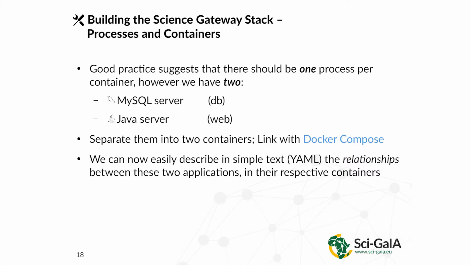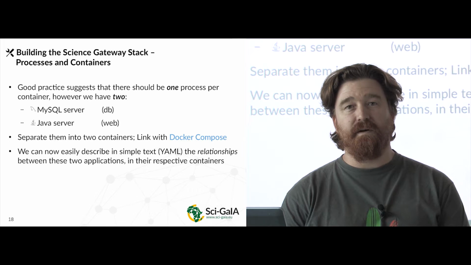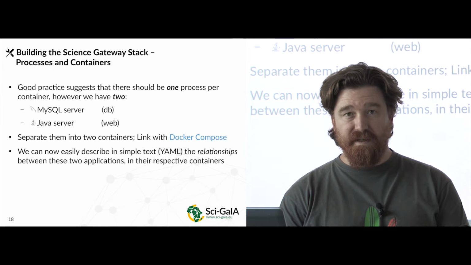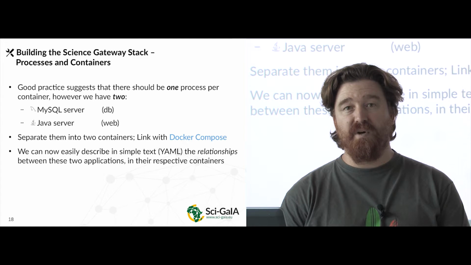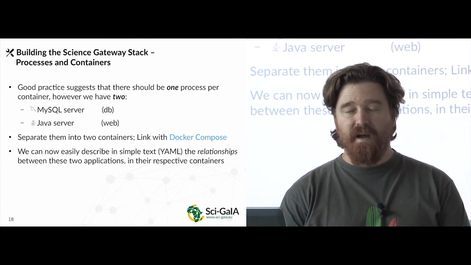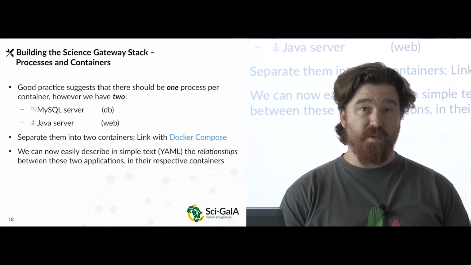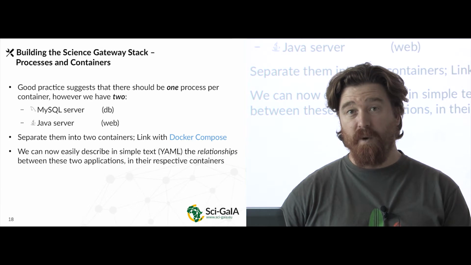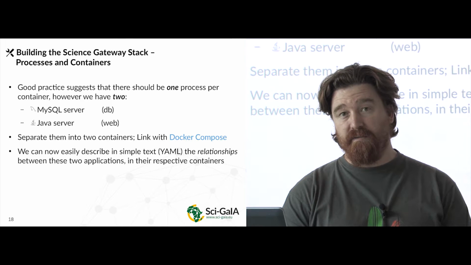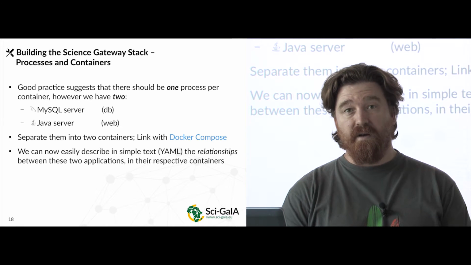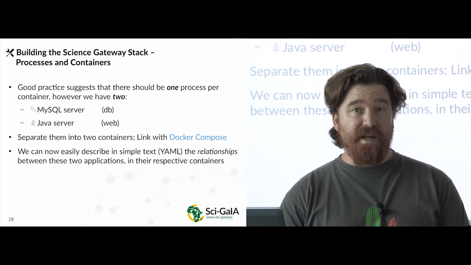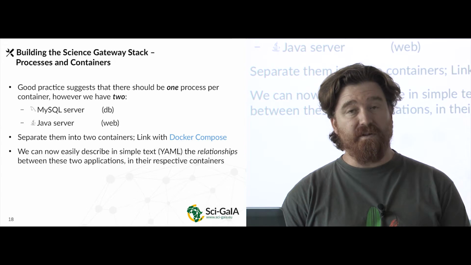If you read the Docker documentation diligently, it says that good practice is to keep only one process in a container. However, we've got two processes: one database and another set of things which are providing our web stack. In fact, we've got a Java server which is running an application called Liferay. And so we need to separate these two things into two different containers.